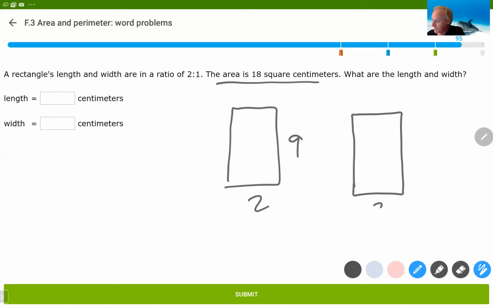Let's try 3 by 6. That's going to give us an area of 18 square centimeters, and it does have a ratio of 2 to 1. Now, be careful. It is possible for the length to be smaller than the width, but in this particular case, they did say this is the length to the width. So we're talking about 6 to 3.